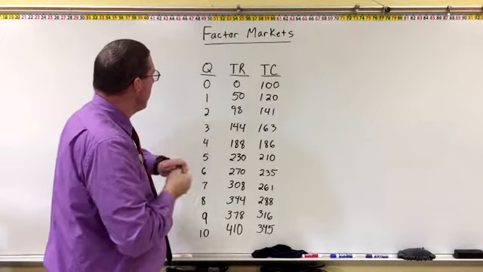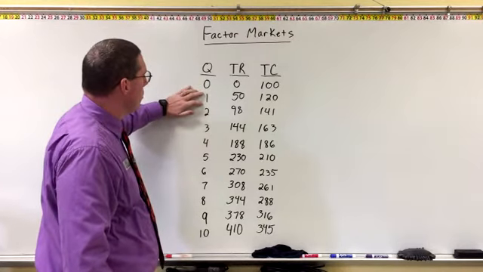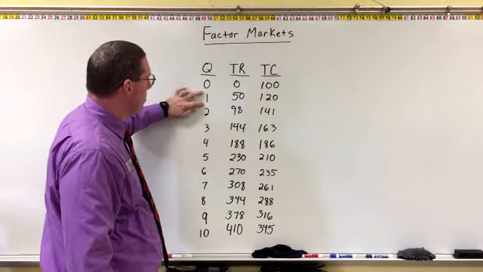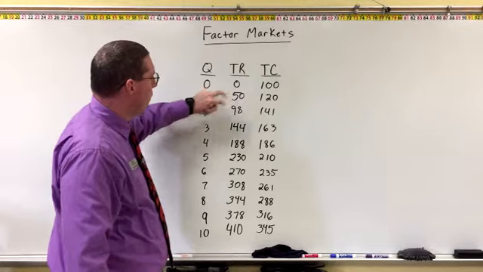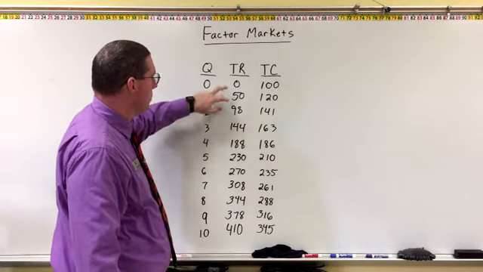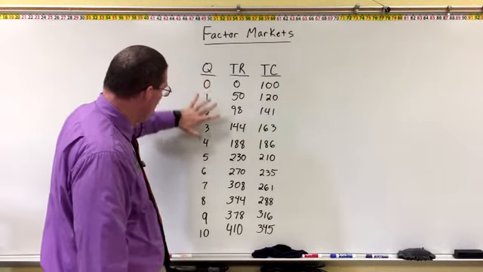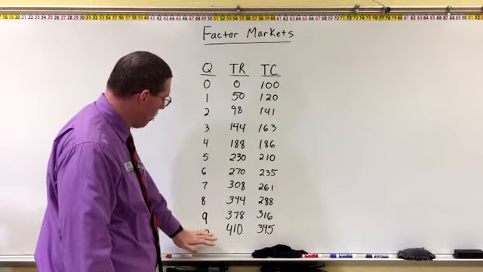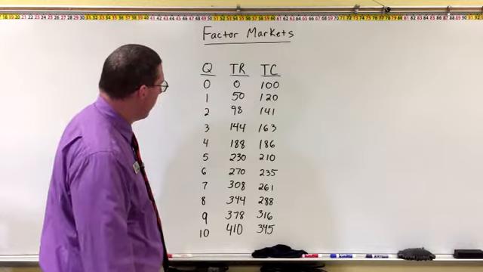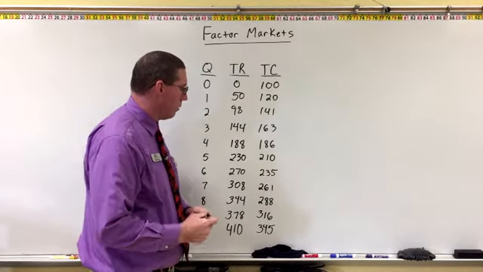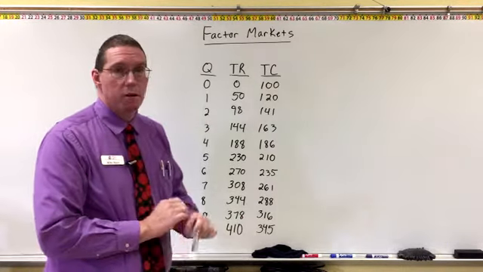Okay, so now these are the situations as quantity goes up. If this company were to produce 1 unit, they would earn $50 in revenue, but they'd have to pay out 120 in costs. And so on, all the way up to 10 units, where they would earn $410 in revenue and they'd have to pay out $345 in costs.